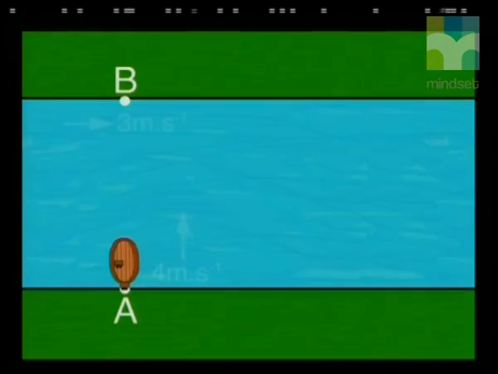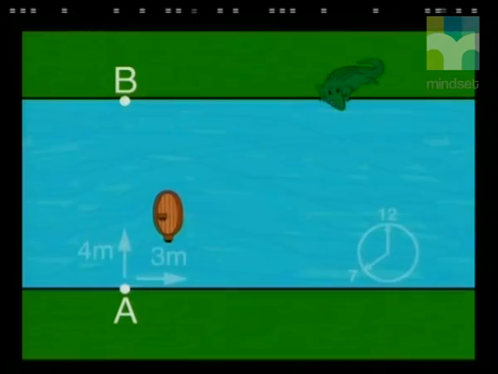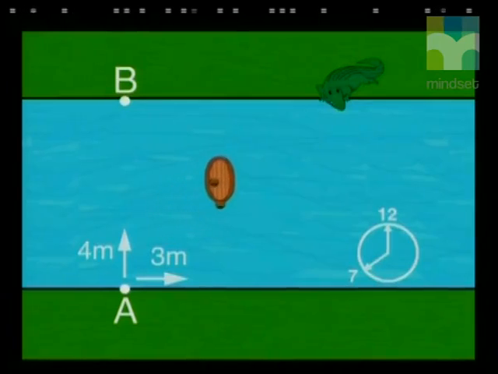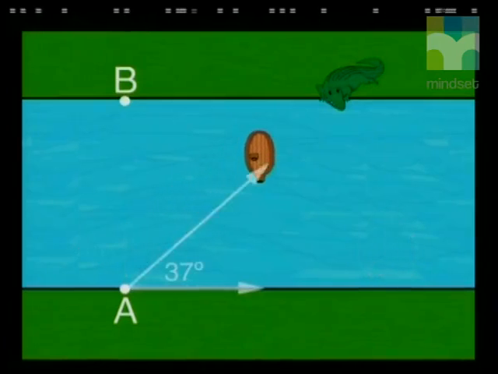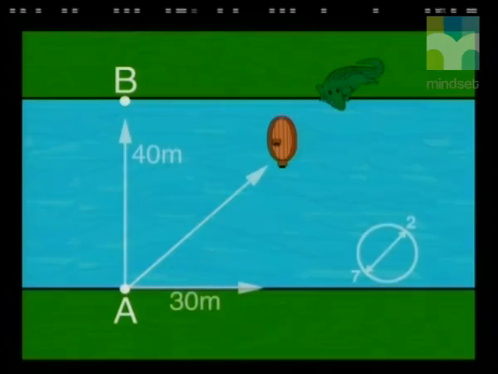They set out heading north at 4 meters per second. After 1 second, they had moved forward by 4 meters in a northerly direction. But the current has carried them downstream for 3 meters in an easterly direction. As they drift downstream, they begin to make an angle to the riverbank. After 10 seconds, they have moved forward 40 meters due north, but they have been carried 30 meters downstream. With a crocodile resting downstream, will the children get safely across the river?